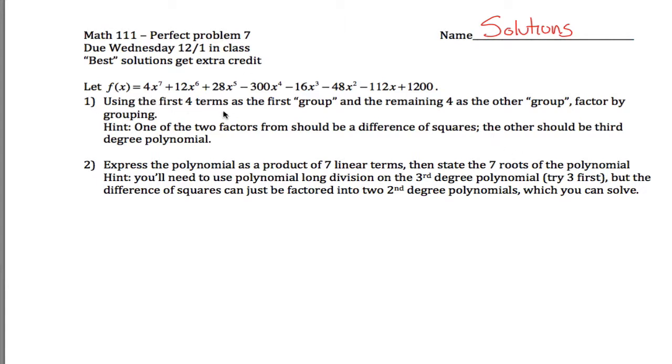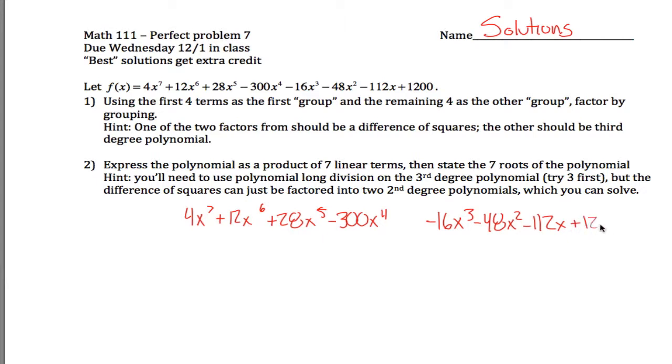First, it says, using the first 4 terms as the first group, and the remaining 4 as the other group, factor by grouping. So what I mean is we got 4x to the 7th, plus 12x to the 6th, plus 28x to the 5th, minus 300x to the 4th. This is my first group. Then my next group will be negative 16x cubed, negative 48x squared, negative 112x, and 1200. And so what it wants me to do is look for the greatest common factor between these 4 terms.